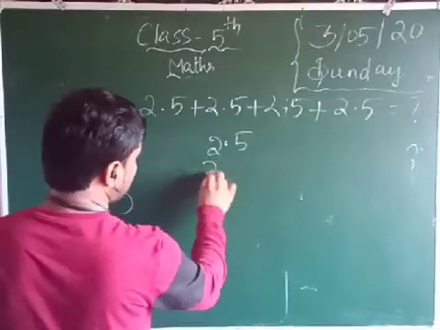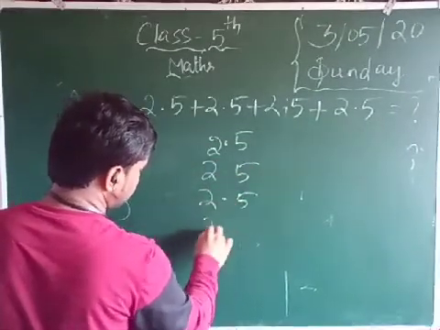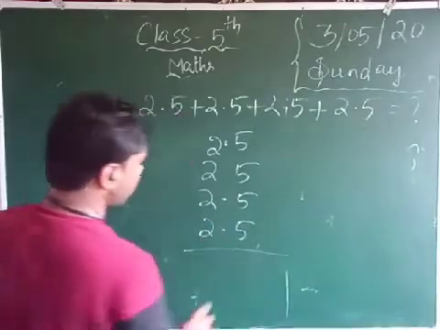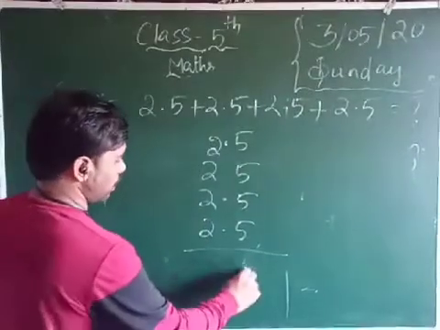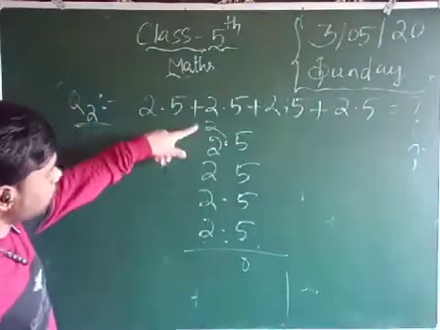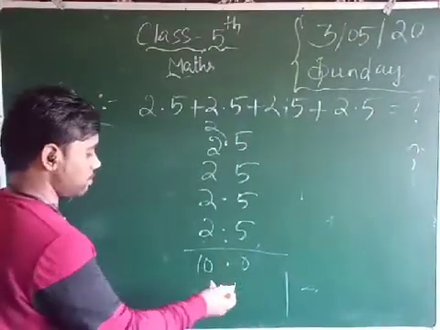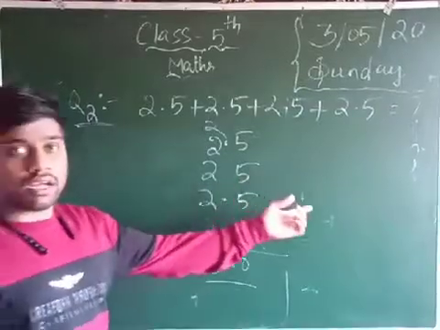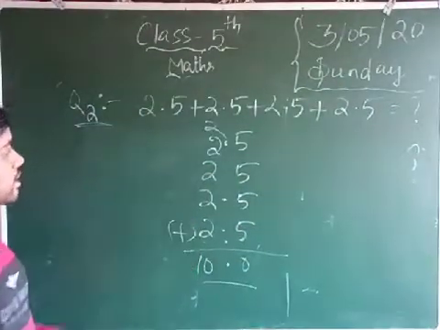2.5, 2.5. Now how many 5s are present? 4 5s. 4 5s are 20. Here up to the decimal. How many 2s? 1, 2, 3, 4. 4 2s are 8, so 10. Simply have it. The same answer came in multiplication also. You can do this in addition also. Okay, this is simply a trick.